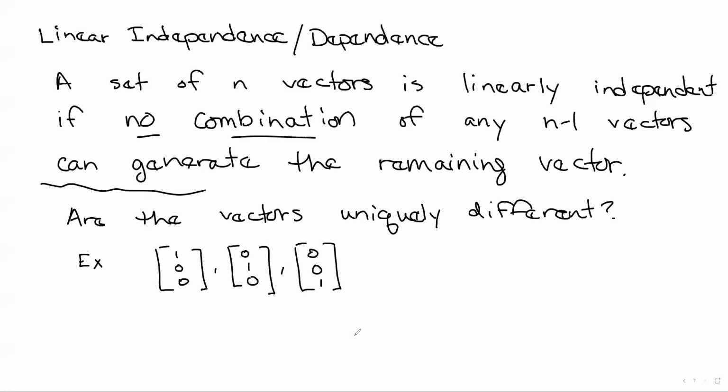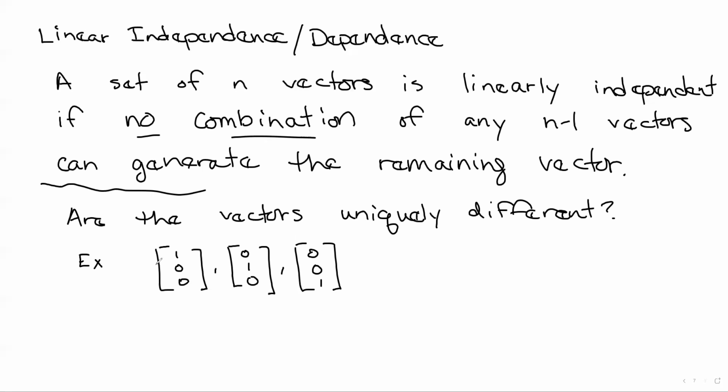So here's a set of vectors. The question is, how different are these vectors? If I took any two of them, can I use them to represent the third? If you took combinations of these two, could you get this one? Or combinations of these two, could you get this one? And the last of the three, combinations of these two to get this one. If you think about that, the answer is no, right?